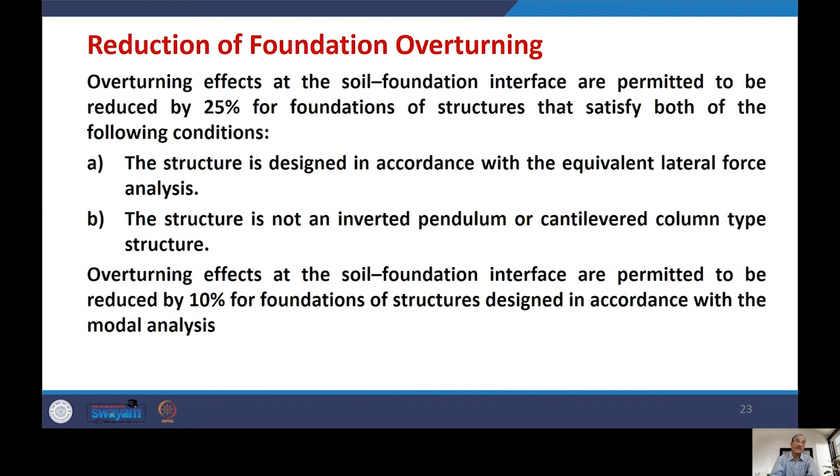The first condition is simple. The structure should be designed in accordance with the equivalent linear force analysis. Then the structure is not an inverted pendulum or cantilevered column type structure. So that means both of these aspects need to be looked after. Otherwise, the effect of the soil foundation interface is permitted to be reduced by 10% for foundations of structures designed in accordance with the modal analysis. So if any structure is designed according to modal analysis, then we can use it.